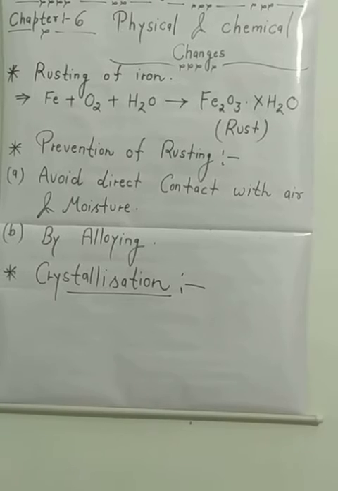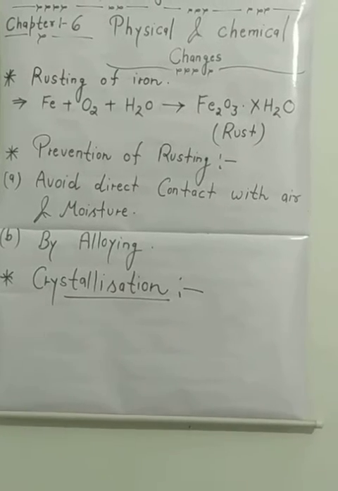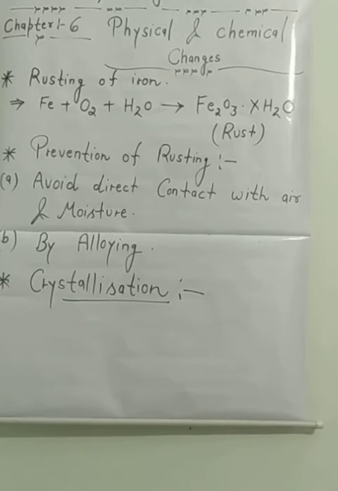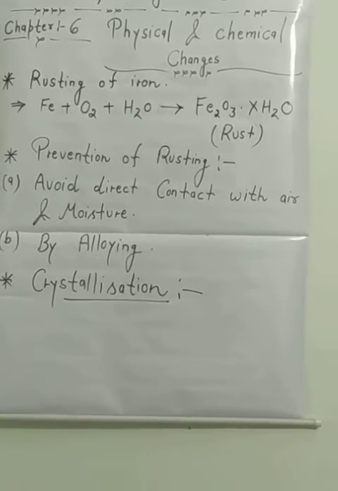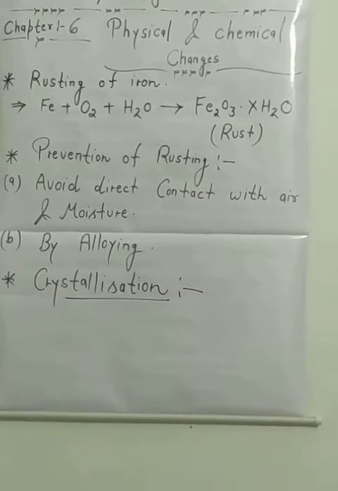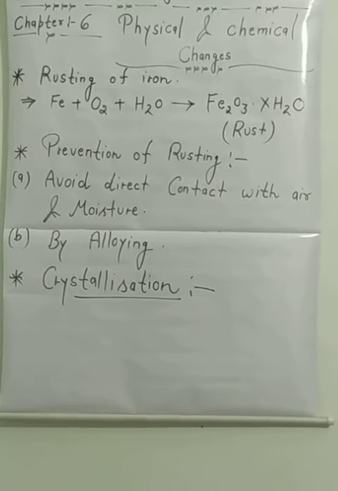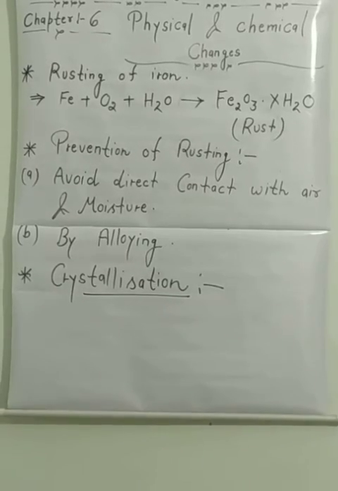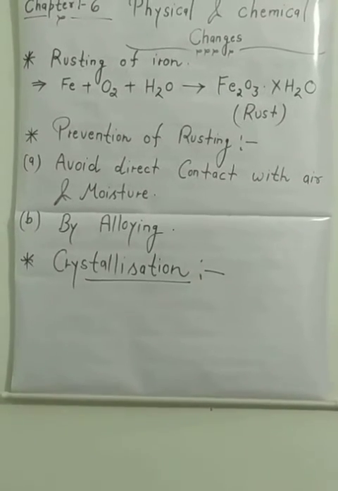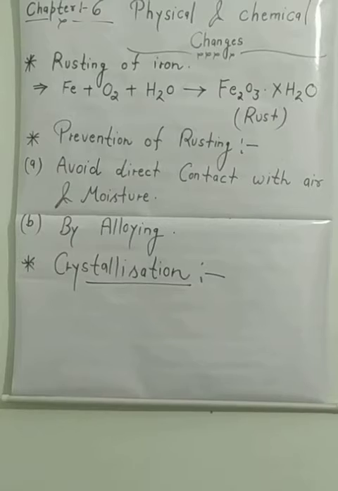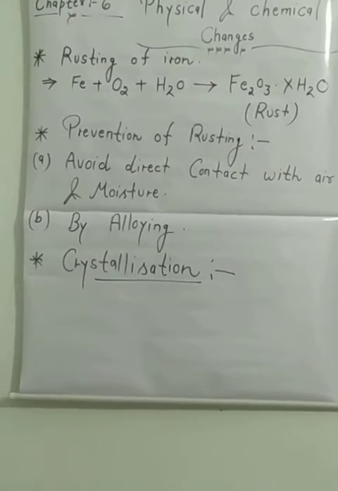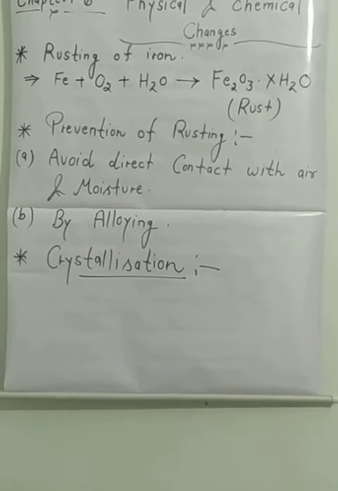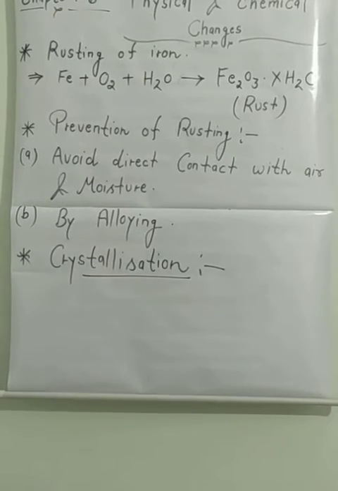Galvanization, a process which is very important. And what occurs in this process? In this process, actually, a layer of metals such as chromium or zinc is deposited on the surface of iron. So iron will not rust, means rusting of iron will not occur. How? By avoiding direct contact with air and moisture, by applying a lot of grease and a lot of oil.